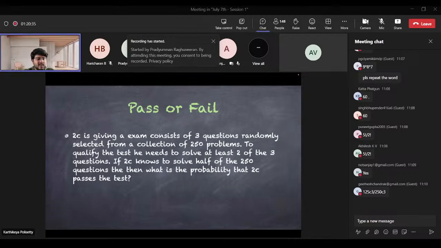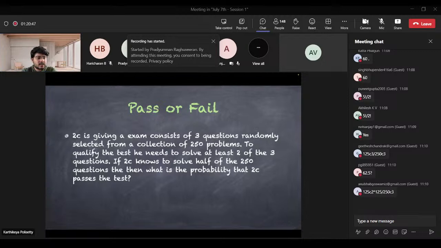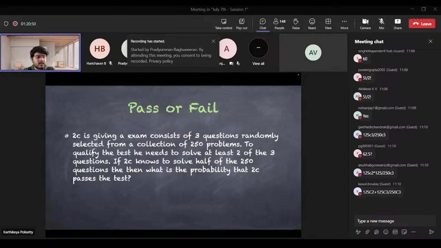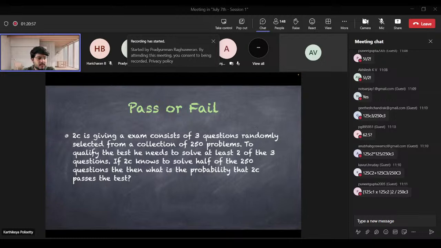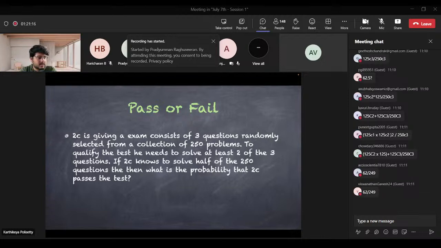So I can see few answers: 125C3 by 250C3, 62.5. See, the probability is a number between 0 and 1, so you have to normalize it. I could see someone giving (125C2 plus 125C3) by 250C3, and (125C1 plus 125C2) into 2 by 250C3. Yeah, I could see a correct answer. Yes, so you can see here.